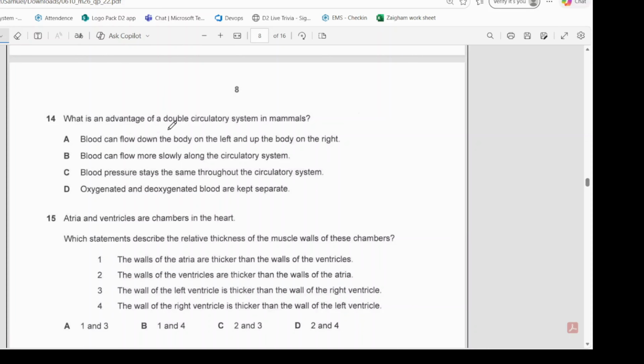What is an advantage of the double circulatory system in mammals? Hmm. Blood can flow down the body on left and up. Okay, this is not correct. Are you saying B or D? Okay, C is not the answer. It isn't the same. It's D.